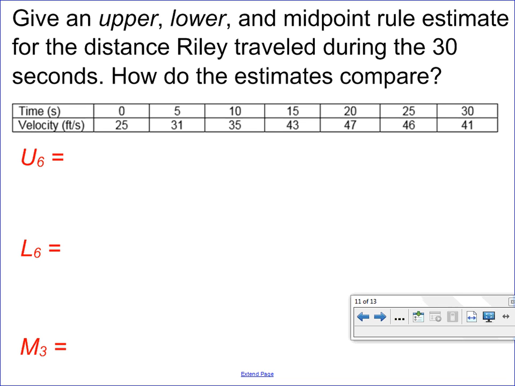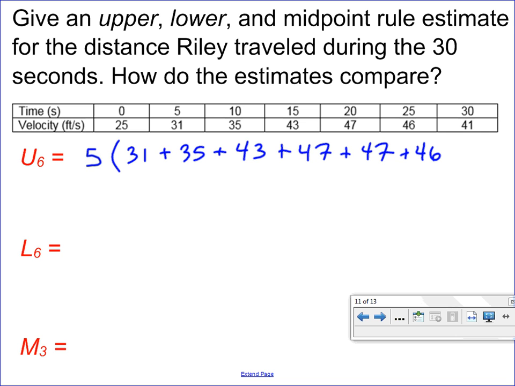So here we go. Our first for upper is going to be 5. Is it 5 in all of them? Yeah. Hey, that's going to save time. So the upper grabs the greatest function value attained. Looks like I'm grabbing the 31. This time I'm grabbing the 35. Since it's 5, I'll save time. So 31, 35, the 43, the 47, the 47 again, and the 46. Everybody pay attention to these last two. You see why this 47 was used twice? It was used to be the greatest function value of the two on 15 to 20, and then again the greatest function value in 20 to 25. Everybody see that? Great.